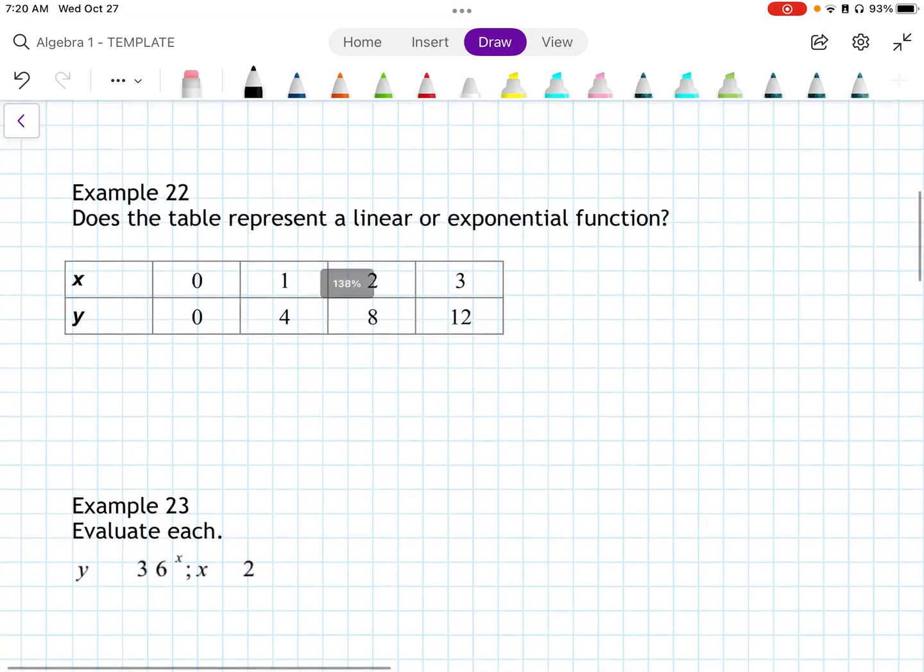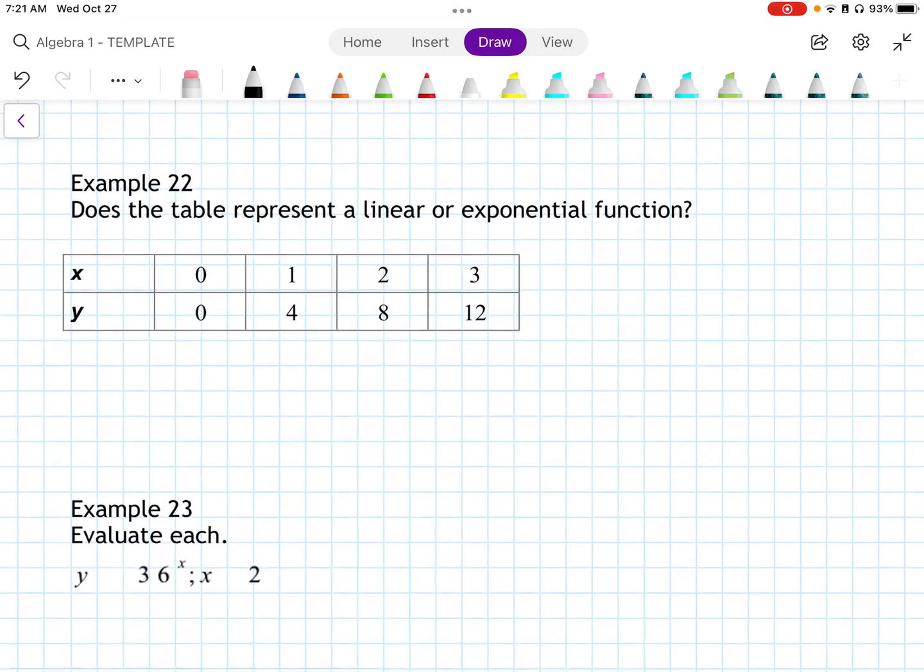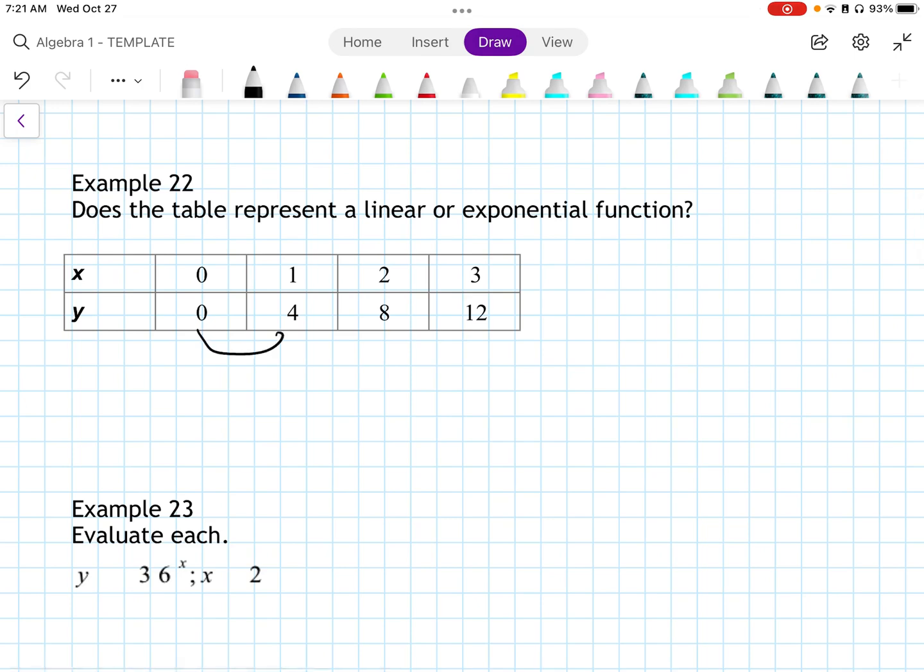Example 22. Is this linear or exponential? Well, to get from 0 to 4, we couldn't multiply anything. We'd have to add 4. And then we'd add 4 and another 4. Because we are adding each time, this would be linear.